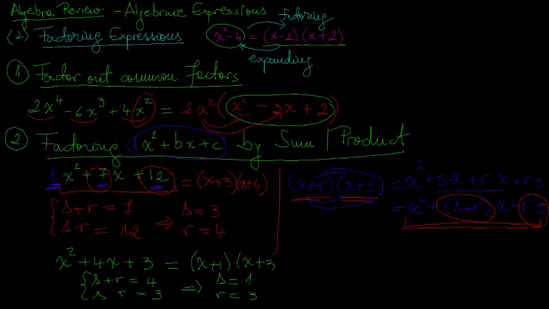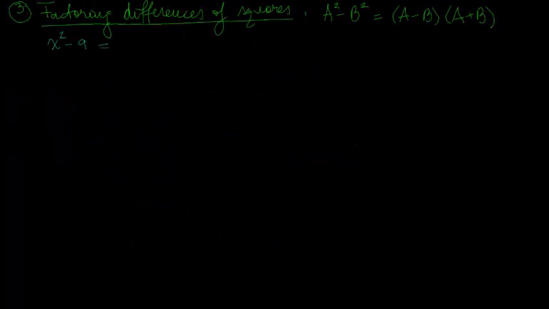We of course want to check that we made the correct factorization, so we get x squared, 3 plus 1 gives us the 4x, and 3 times 1 gives us the 3, so we do have the correct factored form.